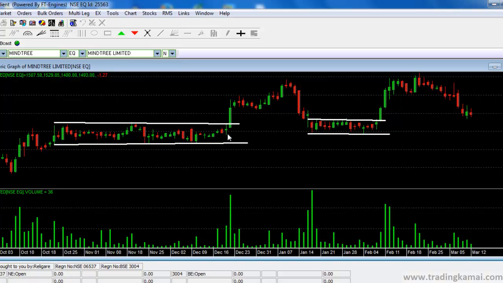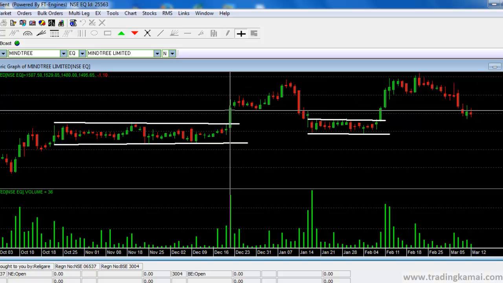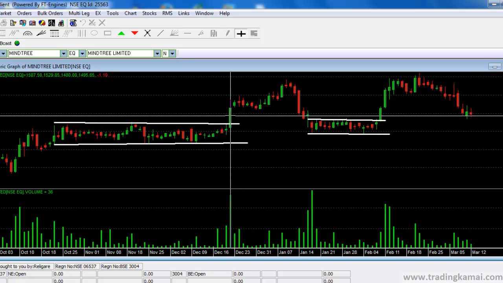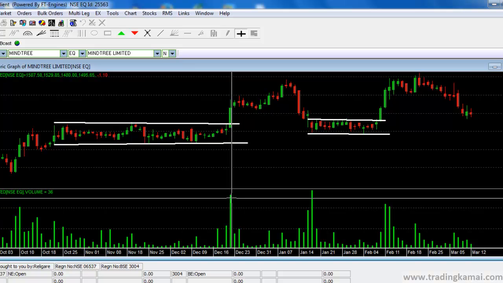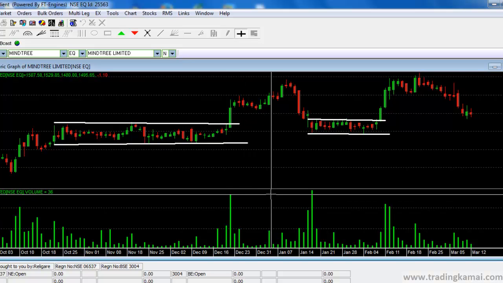And you can see on December 16th, this huge green sign over here, indicating that it has broken out from that range. Now, this is the place where smart money was waiting. The smart money was waiting for this stock to move up 5% or 10%. When this huge green sign happened, look at the volumes. Look at these volumes.